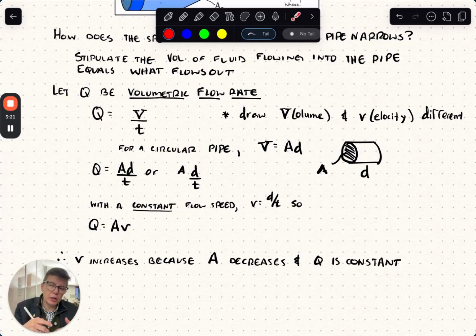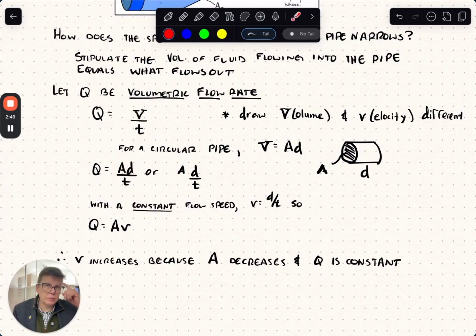Considering a volume of a circular section of fluid, I've drawn here the face of this circular section has area A and depth D. This is like a chunk of water out of that pipe. The volume of that fluid is area times depth, right? It's a cylinder. That's how that works. You find the area of one face and the depth. So I'm going to replace volume with area times depth over time. So this equation gets rewritten this way.